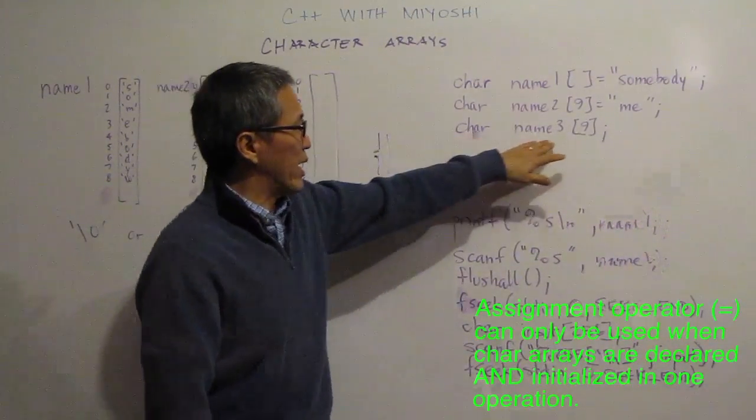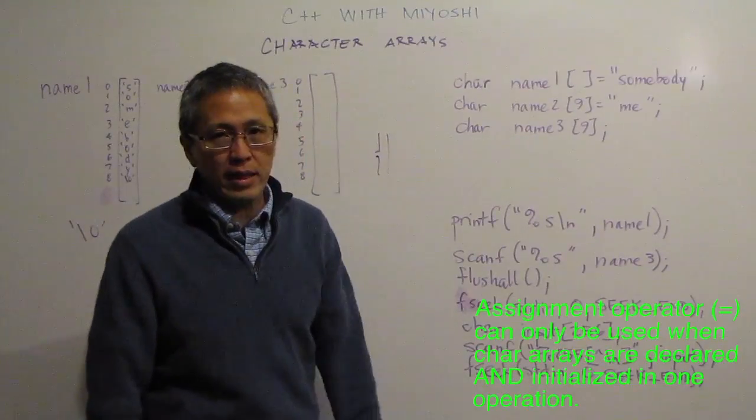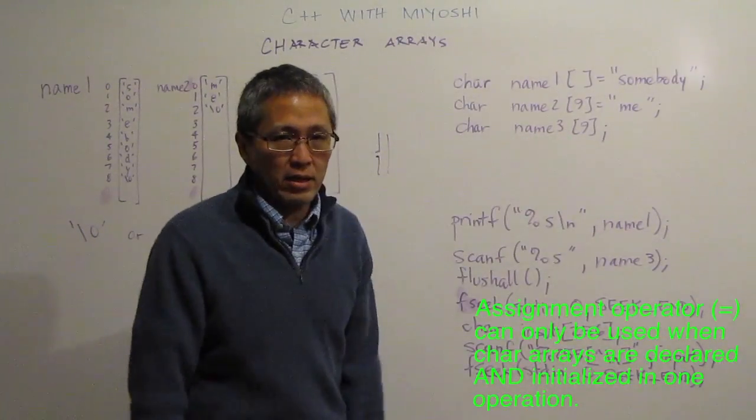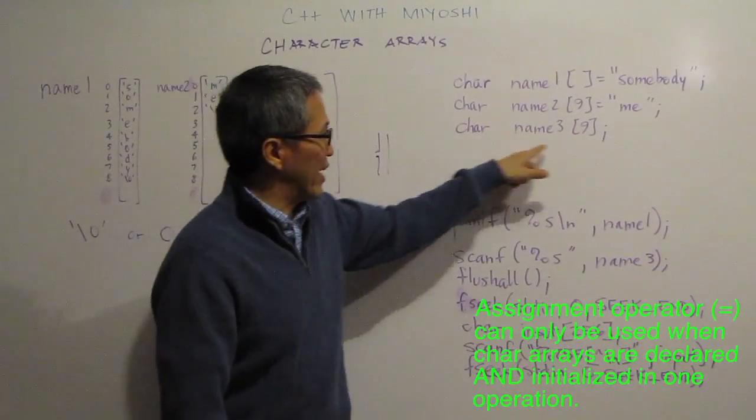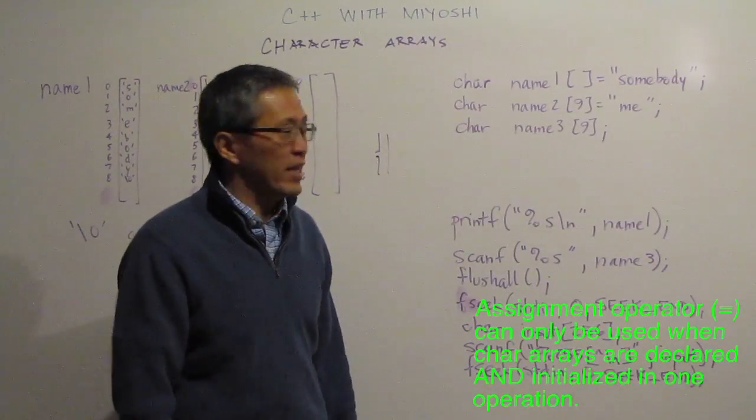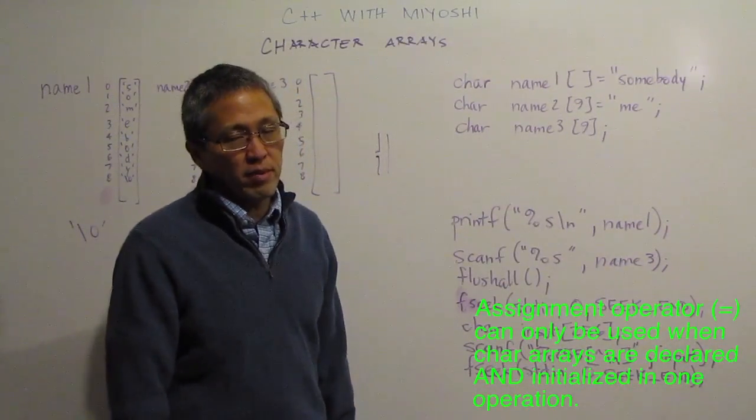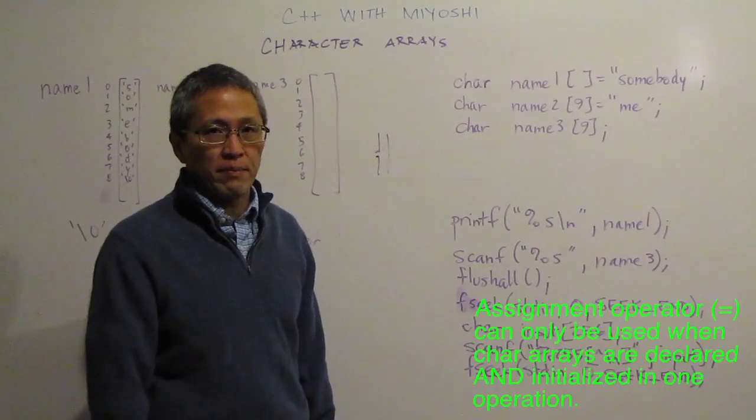Anyway, the last way, I'm just declaring them without initializing them. When I declare without initializing, I just do char name3 in this case, open square bracket 9, close square bracket, semicolon, and that just says save memory locations for me. Don't put anything in them, but naturally there is something in them. It can't just be empty.